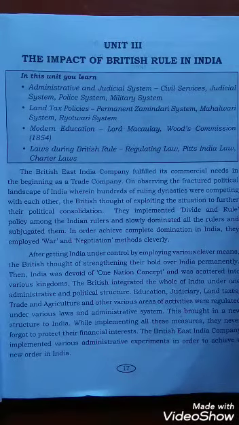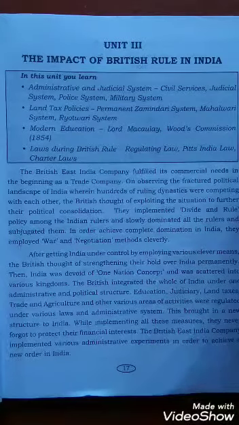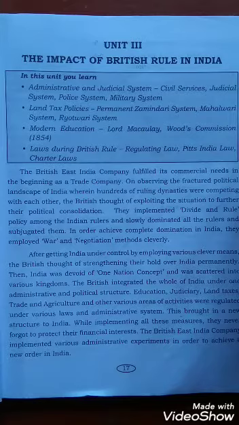To achieve complete power in India, they employed war and negotiation. Already you learned in your previous lessons, from the Carnatic Wars it may be, from the Anglo-Mysore War it may be, from the Anglo-Maratha War it may be, from the Anglo-Sikh War it may be. In the beginning they started the wars. Later they made them sign the peace treaties. That's the negotiation. So they introduced that also, and they subjugated the Indian rulers to negotiation, means to sign peace treaties.